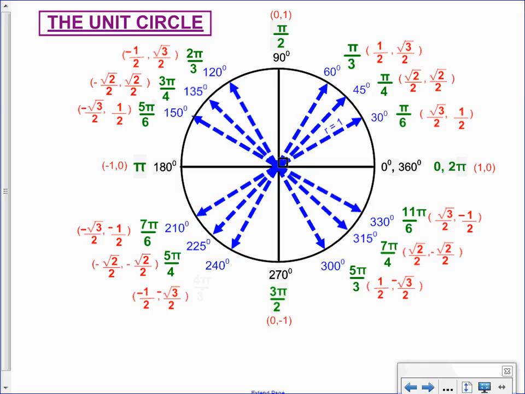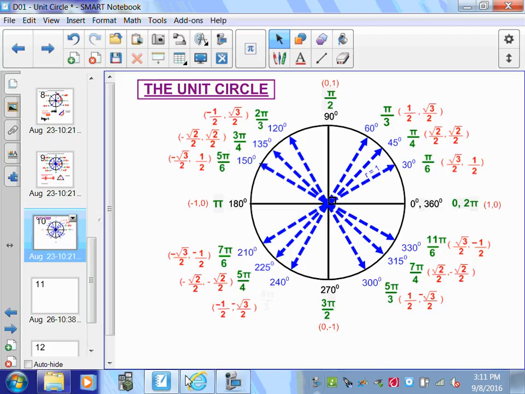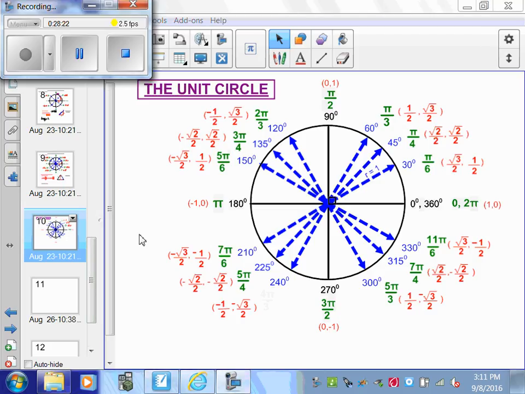All right, so let me put this down. Here we go. Your job today is to recreate this circle from scratch.